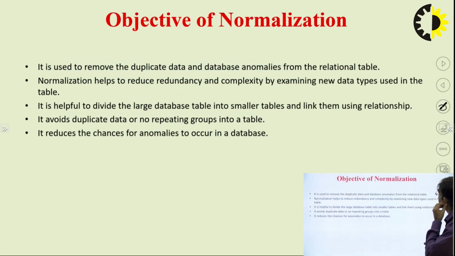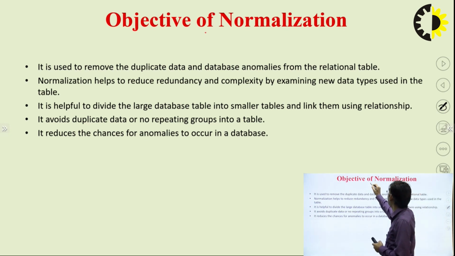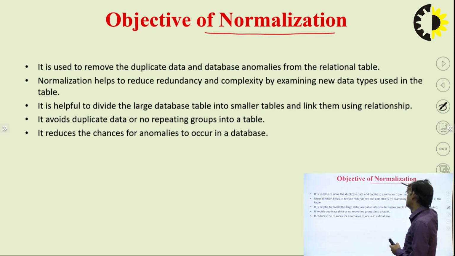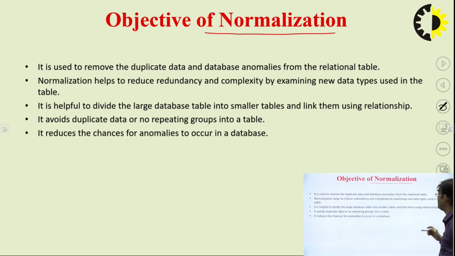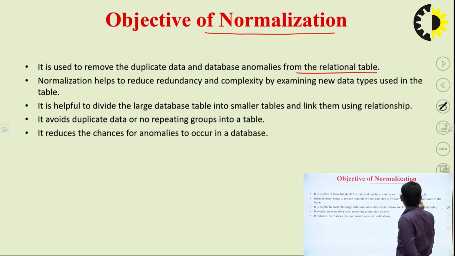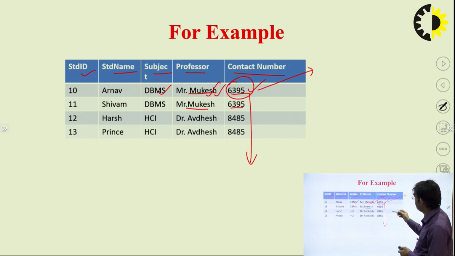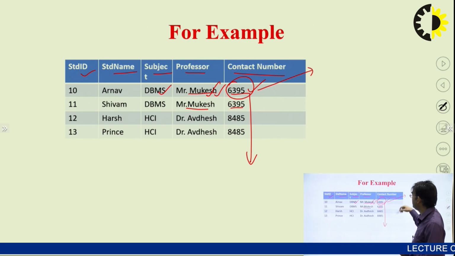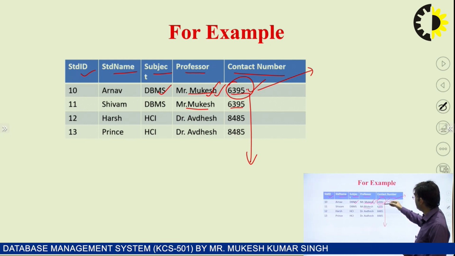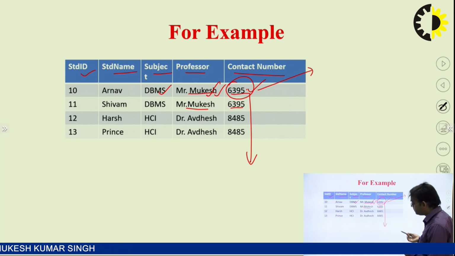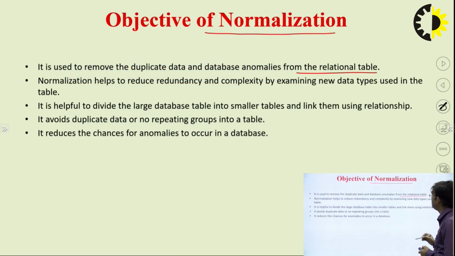Next, we have to understand the objective of normalization. What should be the objective of normalization? The first point is that it is used to remove the duplicate data items and anomalies from the relation. As discussed in the previous example, let's suppose this is the table. What should be our objective? If there is repeating of one value multiple times, we have to remove such type of anomaly. This will be the first objective of database normalization.